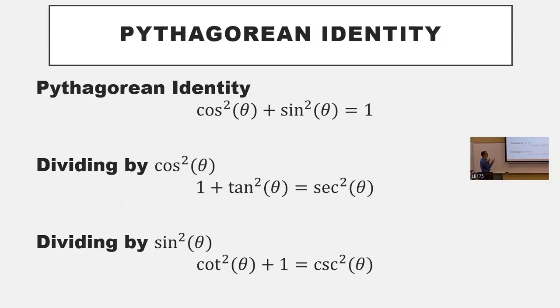But that's another way to get those other two Pythagorean identities, is to look at the unit circle with those other two triangles. Okay.